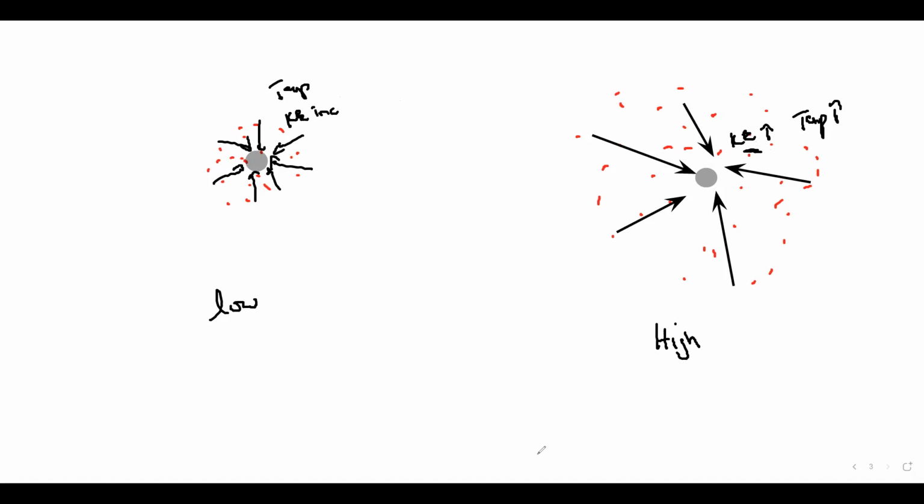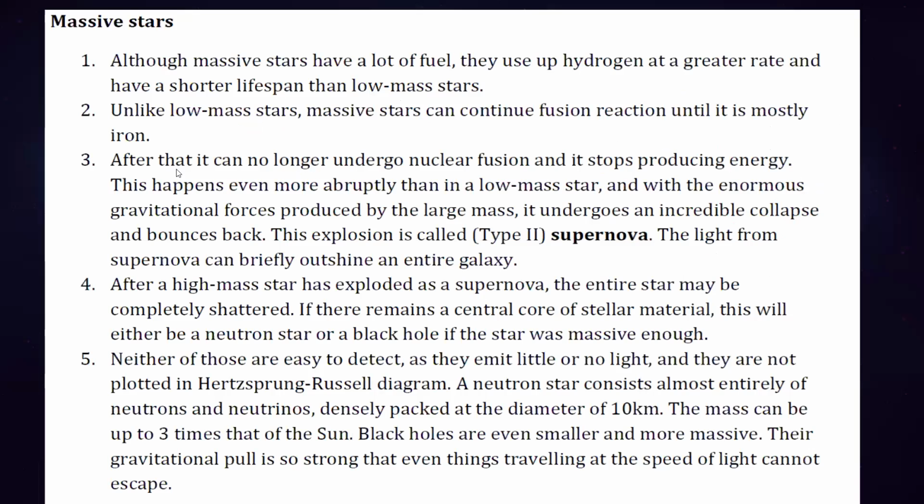The energy is always conserved. Why is the energy conserved? Because there is no air resistance, no friction. That's why the energy is conserved here. So as a result, after the star undergoes fusion, it can no longer undergo nuclear fusion, and it stops producing energy. And this happens even more abruptly than in a low mass star.